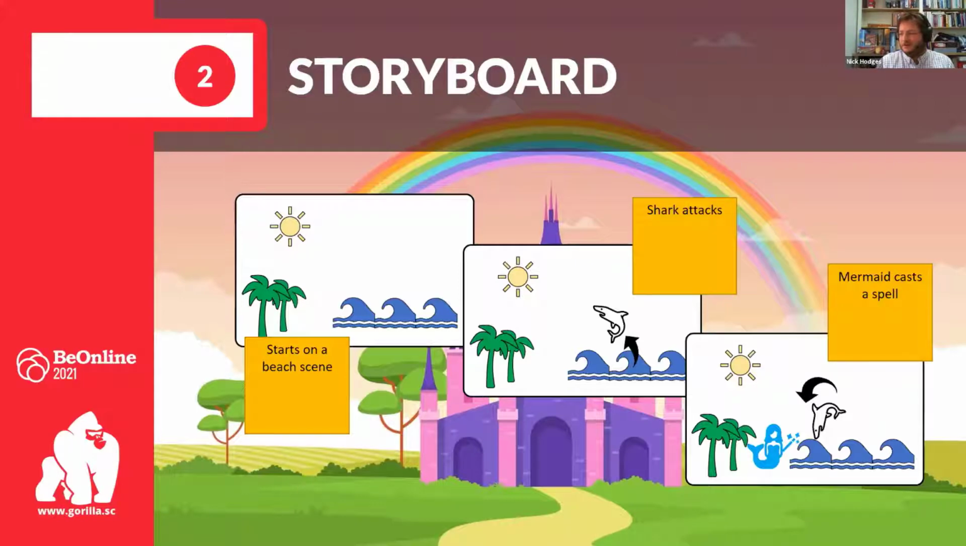Now, this design phase is super important. This is where you work out how the interactions are going to work, what the player sees, and this is where you're going to get rid of 90% of the ideas that are lovely, but it's going to be too hard or too fiddly.